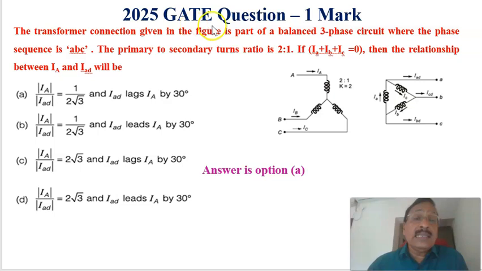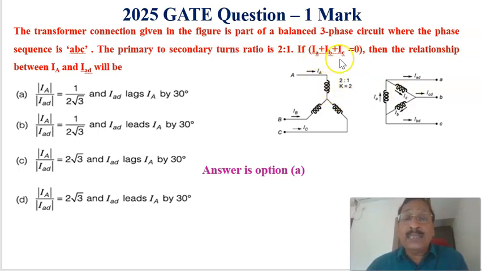Now, let us see another problem, a 2025 GATE question that also carries 1 mark. The transformer connection given in the figure is a part of a balanced 3-phase circuit where the phase sequence is ABC. The primary to the secondary turns ratio is 2:1. That is, this is the primary circuit and this is the secondary circuit, and the ratio of the turns is equal to 2:1.